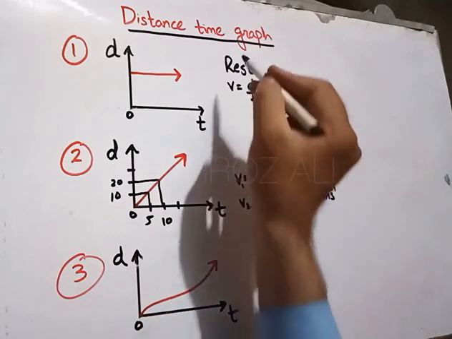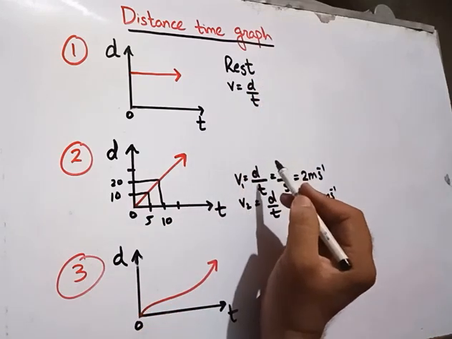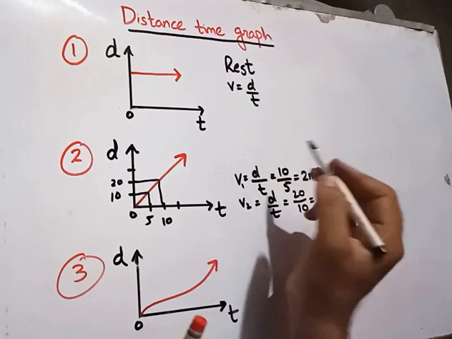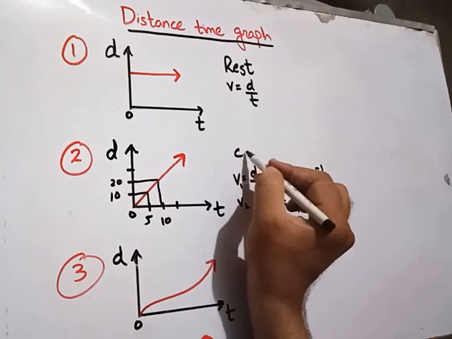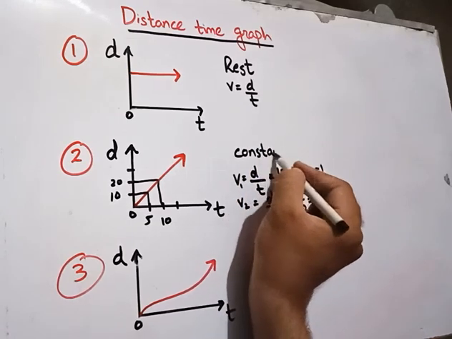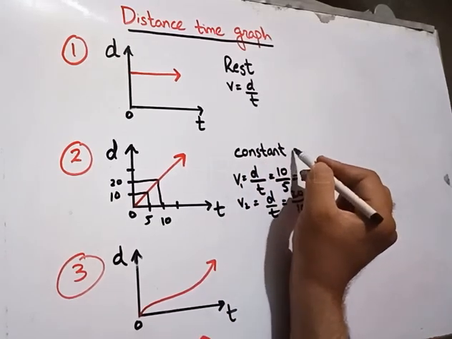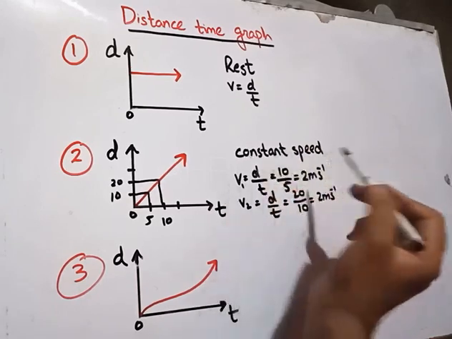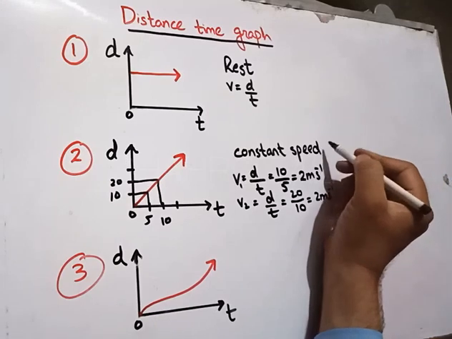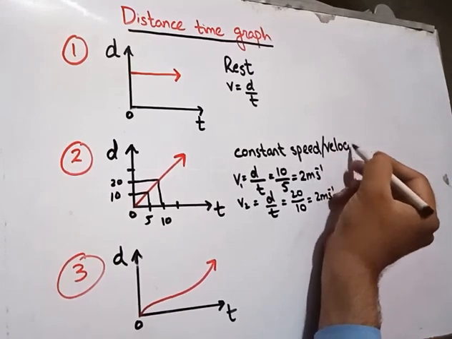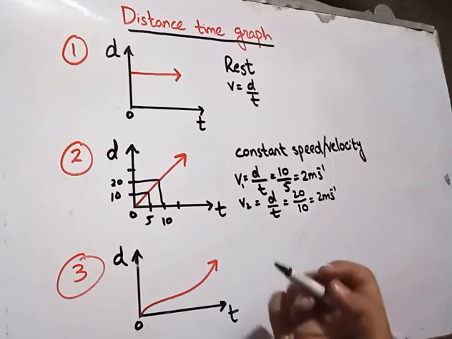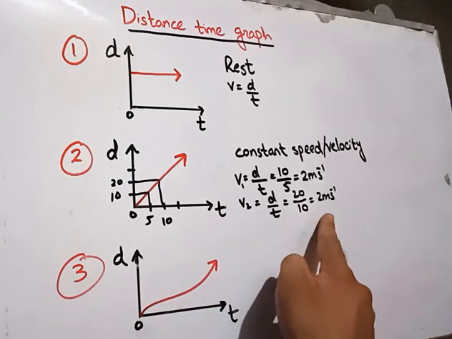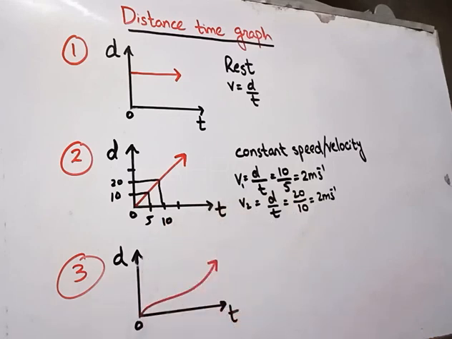So you can say this is a rest graph, but you can say the body is not at rest but covering distance in equal intervals of time, with constant speed or velocity. I'm just writing speed, you can also write velocity: constant speed or velocity, because intervals are the same. Now let's move towards the third one.